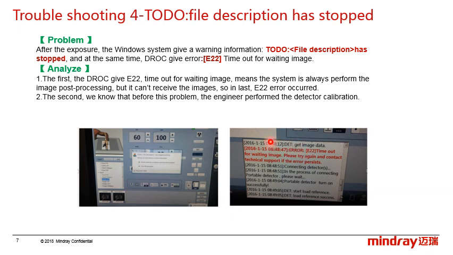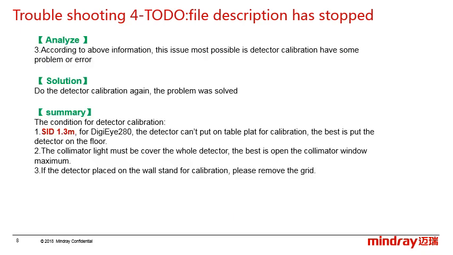And from the engineer, we know that before this problem, the engineer just did the calibration. According to the above information, the issue may be that the detector calibration has some problem. So we need to repeat the detector calibration. And after the detector calibration again, the problem is solved. So we have to pay attention to the detector calibration.